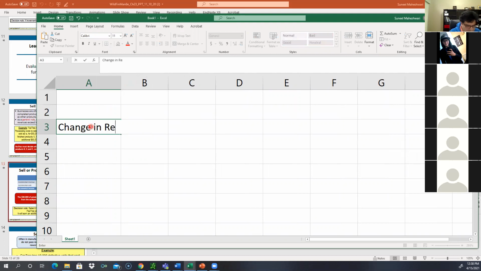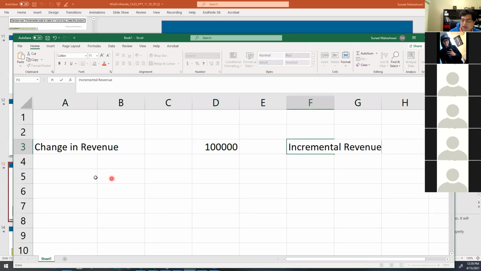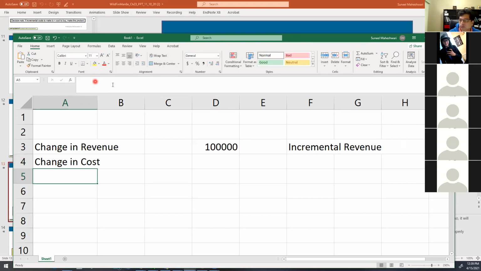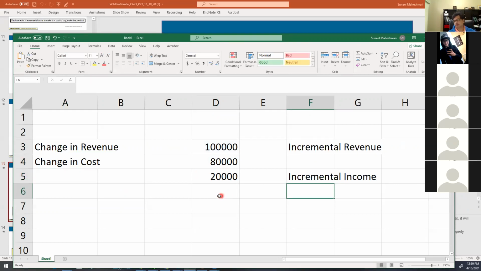So change in revenue is $150,000 minus 100,000, which is what we also call the incremental revenue, and change in cost is 80,000. So this is your incremental income.